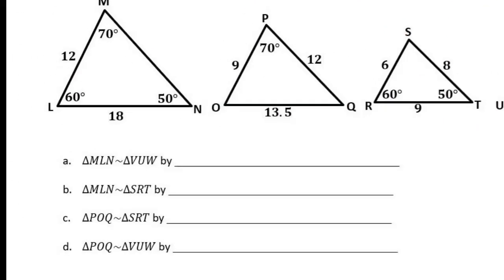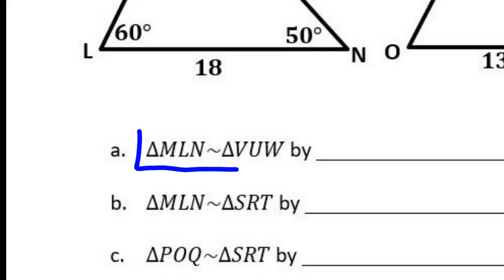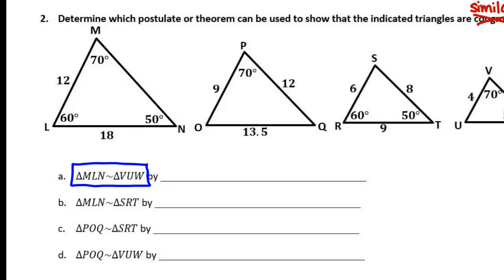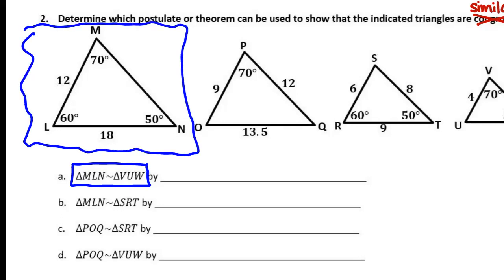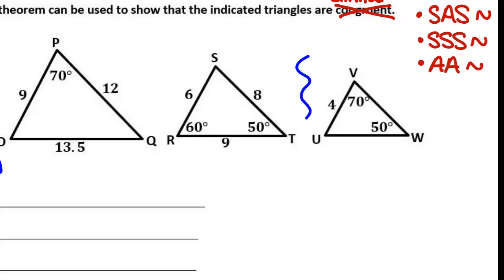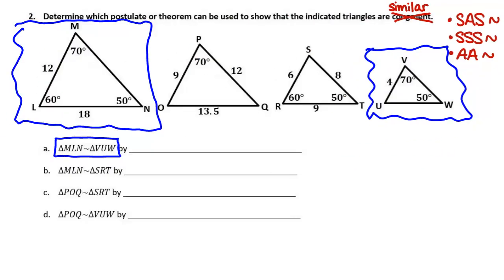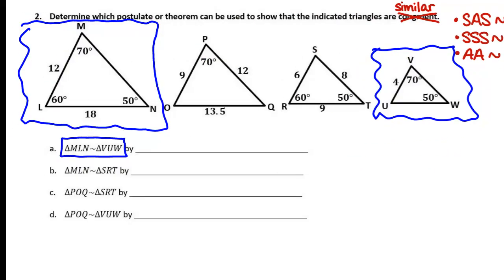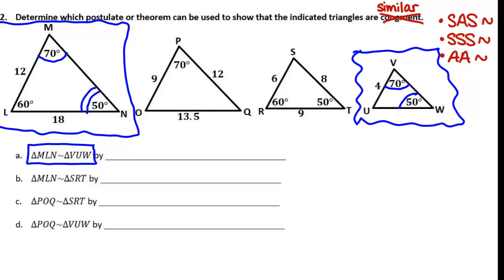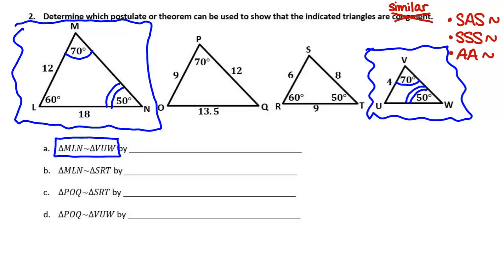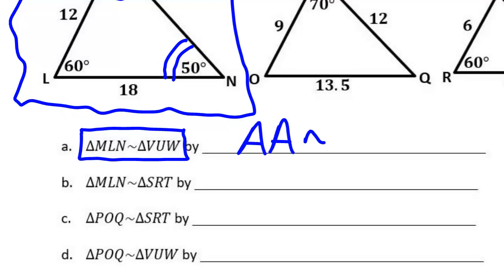All right, so let's look at these triangles. We're going to compare 2 at a time. Part A, we need to compare triangle MNL, that's this first one here on the left, to triangle VUW. That's the farthest one to the right. So we're going to compare the biggest and the smallest ones. What do you notice about those 2 triangles? Anything that they have in common? They both have a 70-degree angle and a 50-degree angle. Is that enough to say these 2 triangles are similar? Yes, using which one? Using angle, angle similarity.